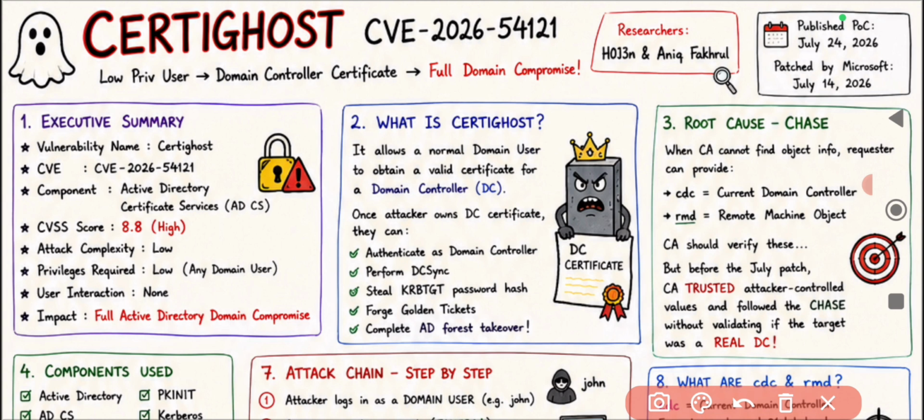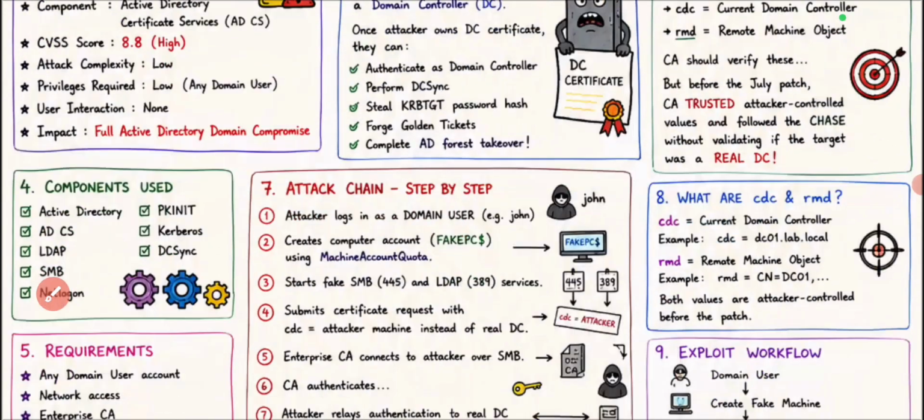Then we discuss the root cause. When a CA cannot find the object info, the requester can provide one: the current domain controller and the remote machine object, which the CA should verify. But before the July patch, the CA trusted attacker-controlled values and followed the chase without validating whether the target was a real domain controller.